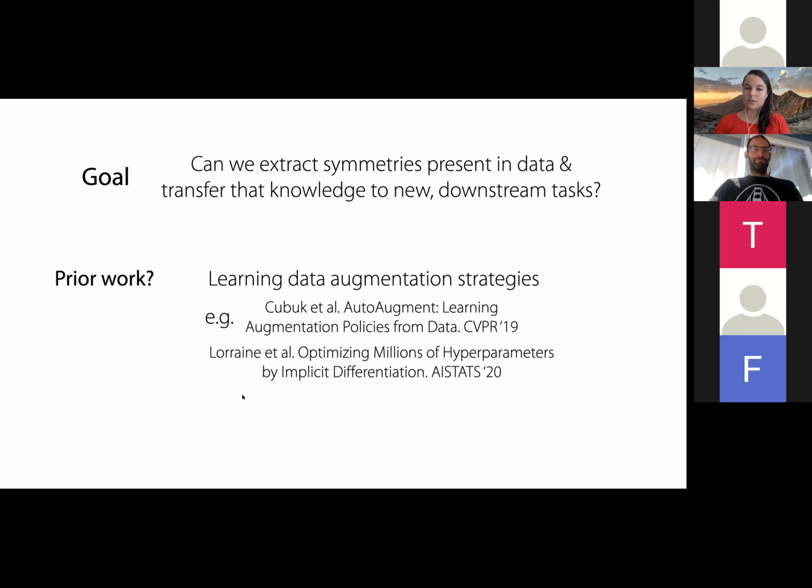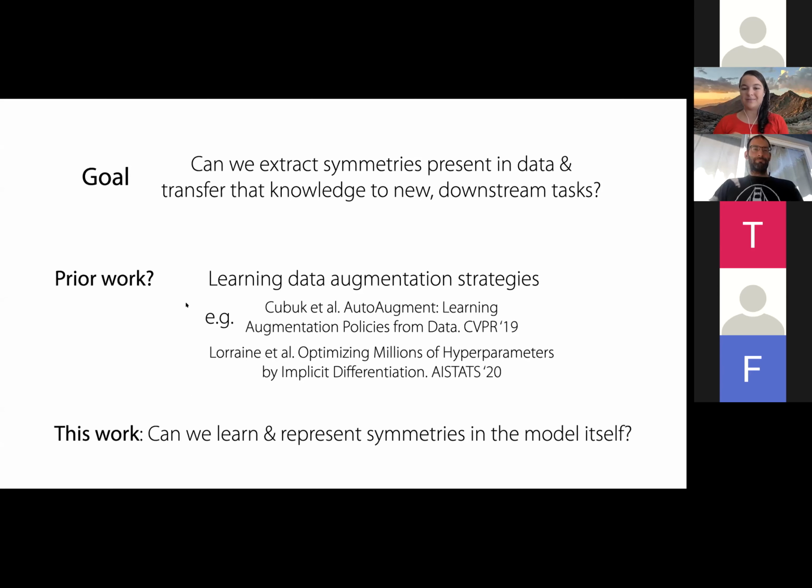One of the things that we're going to try to do differently in the work that I'll present here is, instead of trying to learn a data augmentation strategy and then apply it to a new task, we're going to try to build the symmetries into the model directly. This means that we wouldn't have to actually augment the data for the new downstream task. We could simply learn on the data that we're given if the model encodes the symmetries effectively. Okay, so that's our goal and what we're going to try to do.